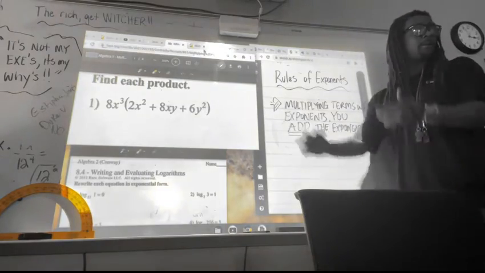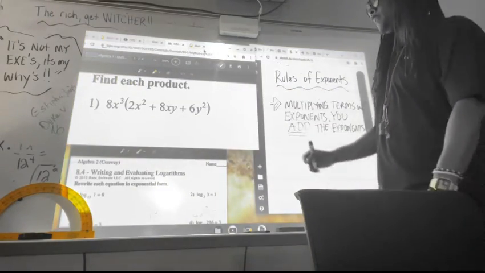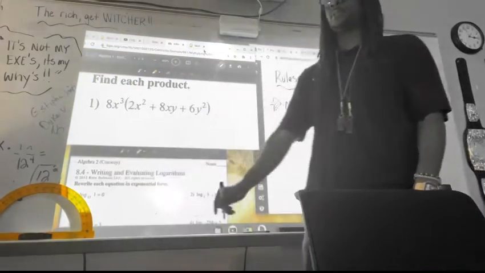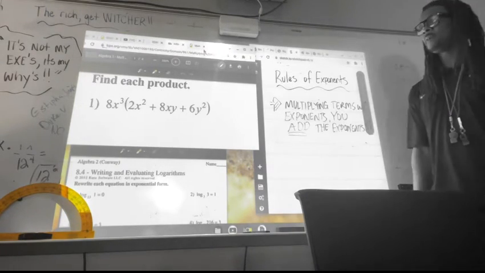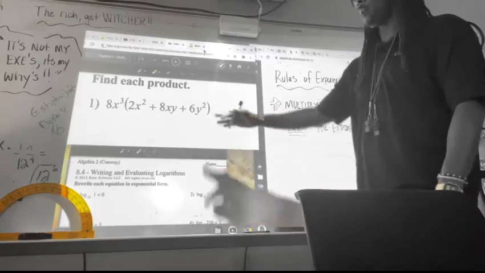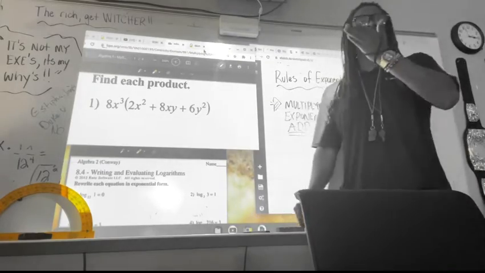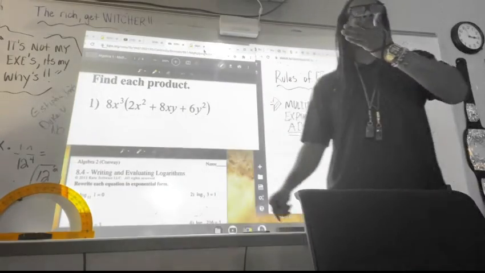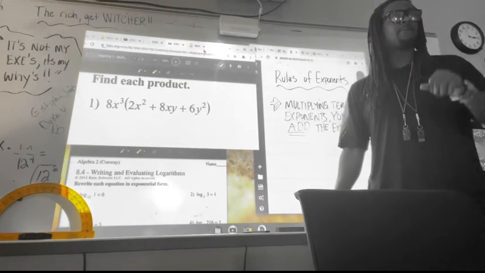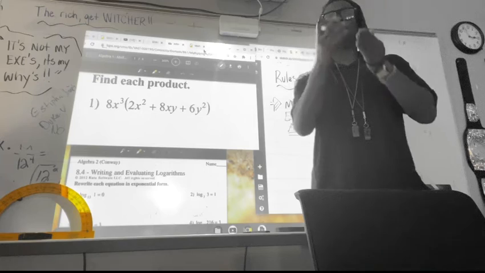So, let's talk about the first one here. You've got 8x to the third times 2x squared plus 8xy plus 6y squared. What you need to do is treat the exponent like it's a last name. All the last names go together.